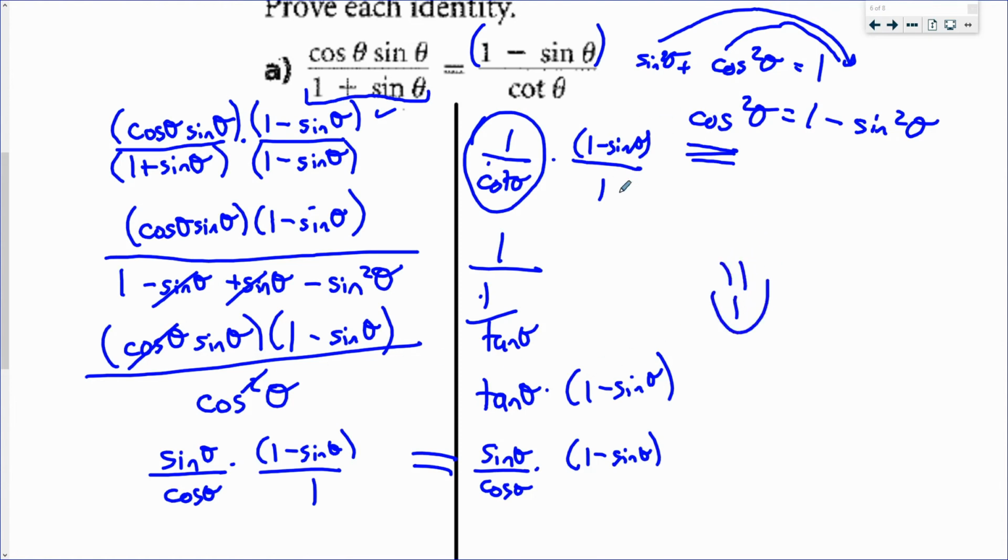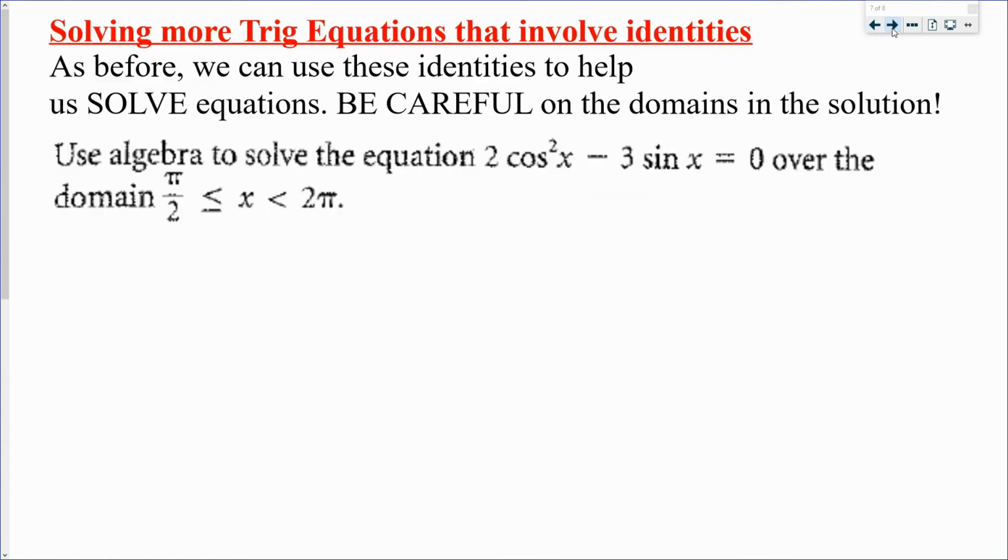Woo! So that one was really ugly. I mean, they don't get any harder than that on the exam. Generally on the exam, I find that they're usually a bit easier. So just to wrap up this whole topic, we're just about done. We're on to the last one.